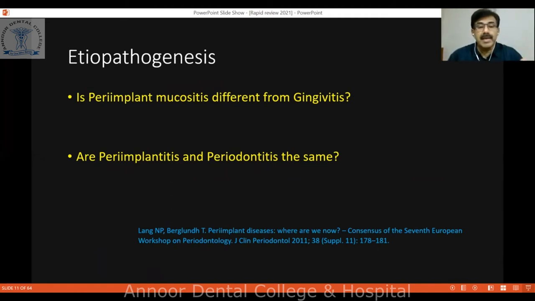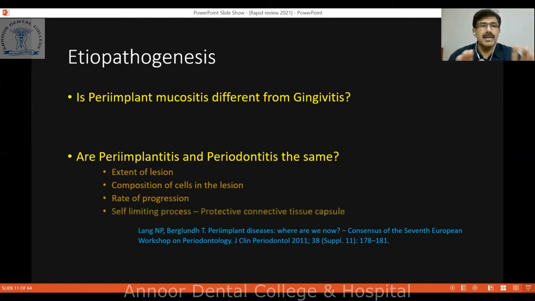Now, are peri-implantitis and periodontitis the same? There are certain subtle differences between them. One is the extent of the lesion. In cases of peri-implantitis, the apical extent of the lesion is always very large. It's more apical. That is one difference. When you look at the composition of cells, periodontitis as well as peri-implantitis have almost the same composition of predominantly lymphocytes and plasma cells. But the number of neutrophils and macrophages is more in peri-implantitis. Now, the rate of progression, as I've already told before, is much more in peri-implantitis compared to periodontitis.